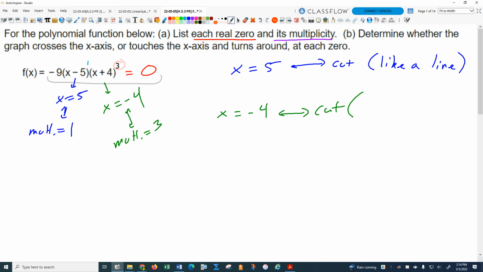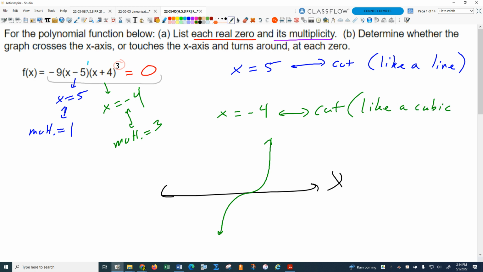So that when it cuts through the x-axis then, if this is the x-axis, it's going to look like this. It's going to come down and graze and turn like a cubic function. Okay? Making sense? Okay, what else? Let's go through a couple more, how about?